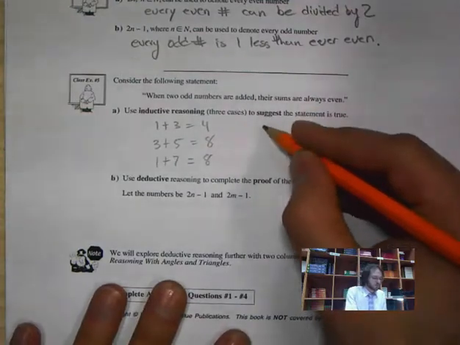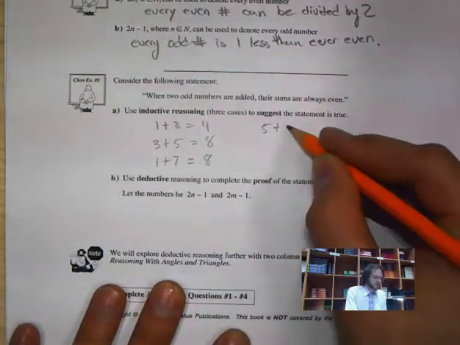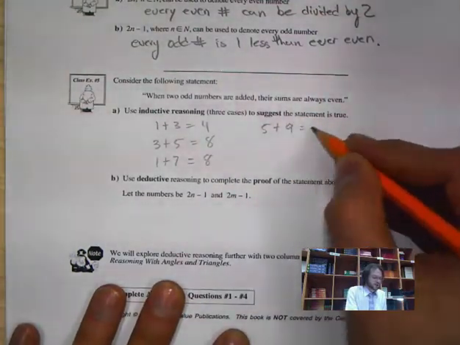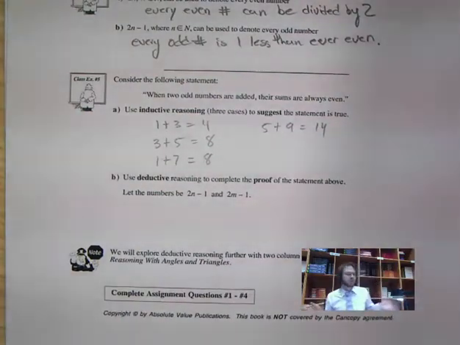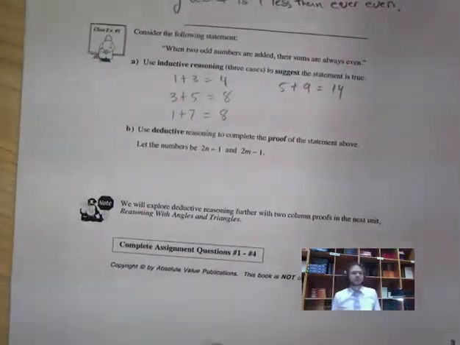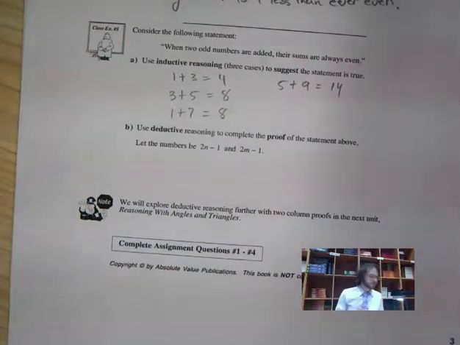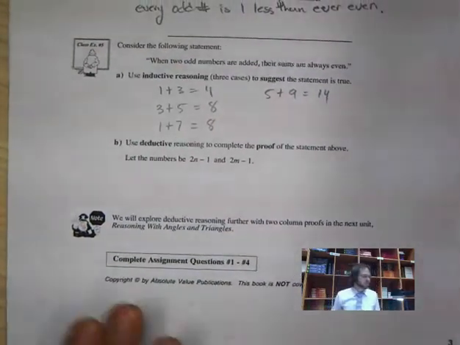I'll even go a bit more. 5 plus 9 is equal to 14. So no matter what, it's true. We only need 3. I did a lot more. Now it says use deductive reasoning to complete the proof. So we want to use deductive reasoning to complete the proof.